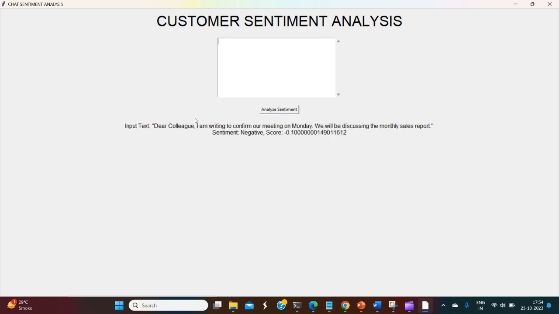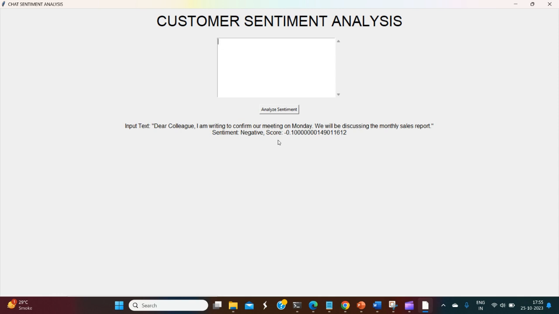As far as we are concerned, what is the input text? Dear colleague, I am writing to confirm our meeting on Monday. We will be discussing the monthly sales report. But why does sentiment become negative instead of neutral? Because the score is minus 0.10. It should be neutral, but it tends toward negative. This is very, very interesting.